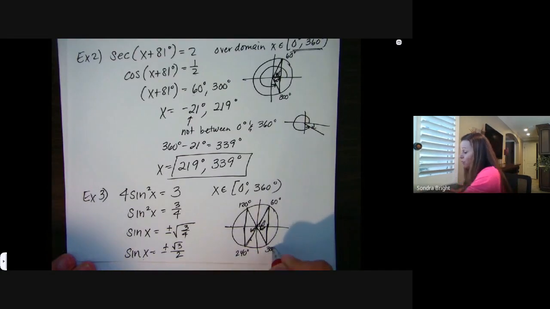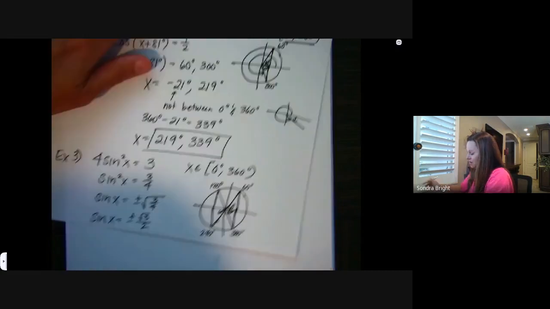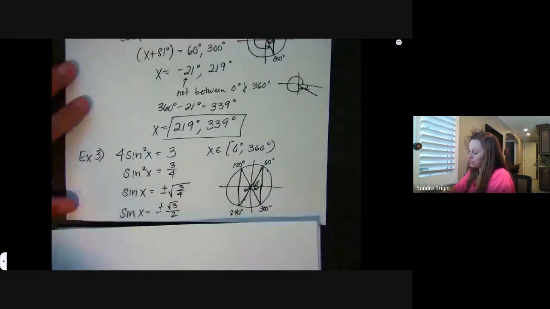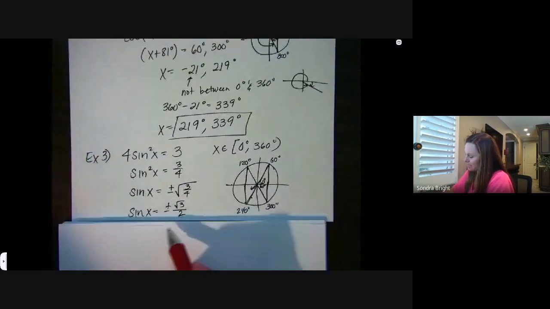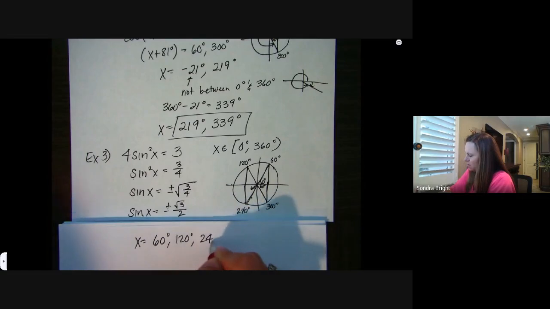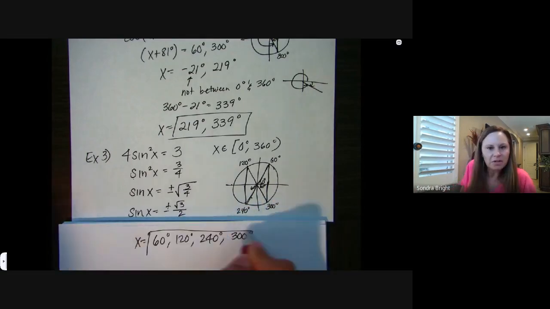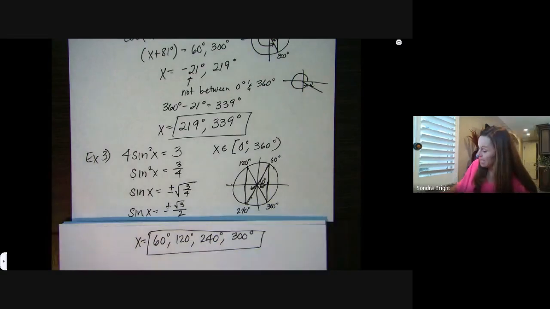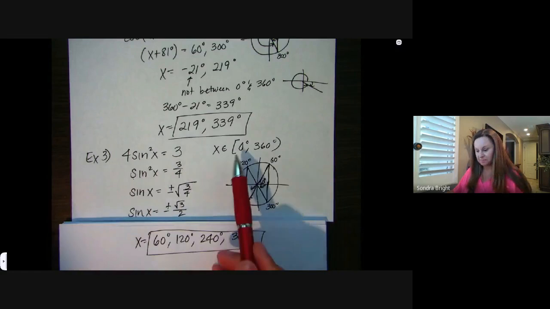So you have 4 answers this time. If sine of x is plus or minus rad 3 over 2, your x is 60 degrees, 120 degrees, 240 degrees, or 300 degrees. Those are all of the angles that satisfy this equation, and they all are in your domain.